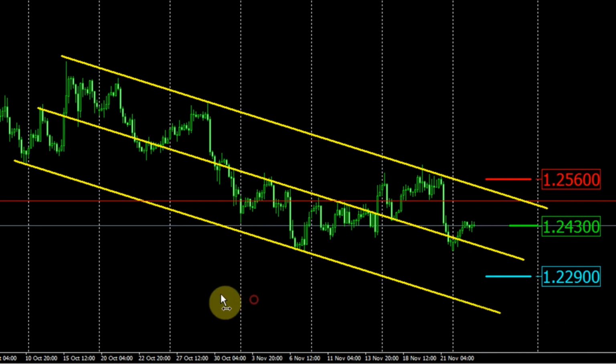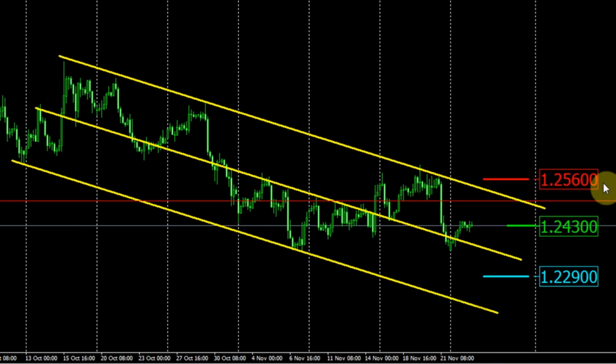So a couple of other things. Right here I've got some prices marked out. The green price is approximately the current price of the euro-dollar. It's a bit higher than that currently. It's at 1.24319, so basically nearly 2 pips above that.